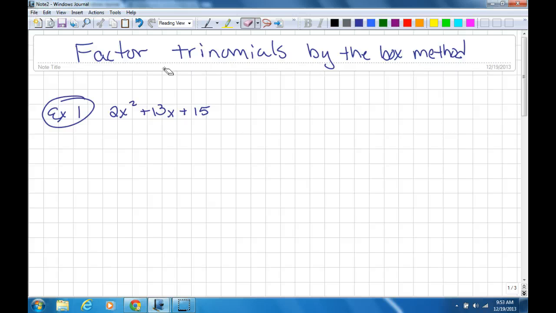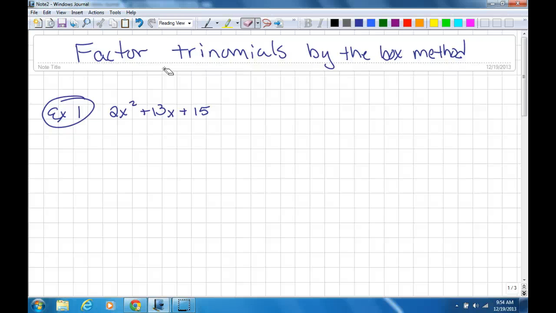So we are factoring trinomials by box method. Now, what is a trinomial, first of all? 3 parts. It's got 3 terms in it, okay? So you will not be able to do the box method with a 4-term polynomial. That you do by grouping. This one you do by box, okay?